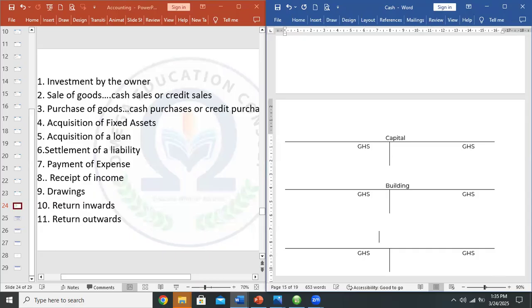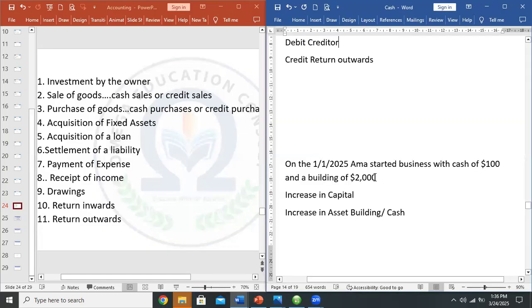When capital increases, we credit, right? And when the asset increases, we debit. So this transaction is actually telling us to credit capital with 2,100 because the capital came in the form of 2 assets. So let me do that for us to see.